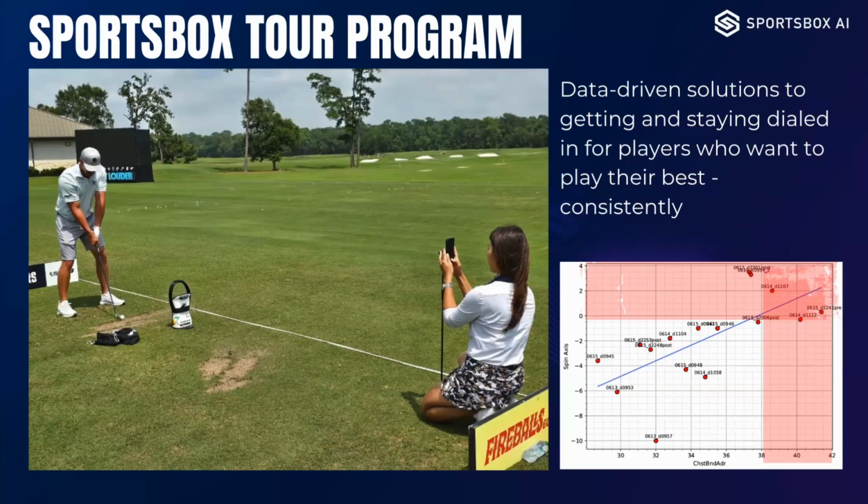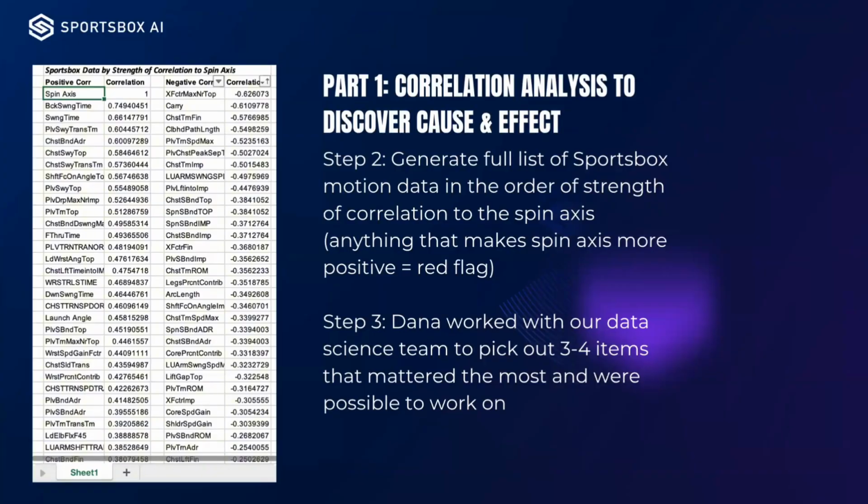And for him, if you look at this little corner of the plot here, anything shaded in red, so spin axis going up and down, anything positive, so above 0, was a bad shot for him. And you could see that there's a clear correlation to this chest bend at address number. And so we knew that anything more bent forward than 38 at address was highly correlated with a spin axis going right. But this is a little sample of all of the different things that we measure that were correlated in a negative or positive way with the spin axis.